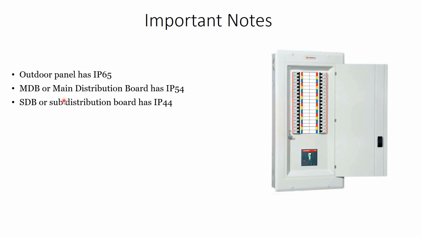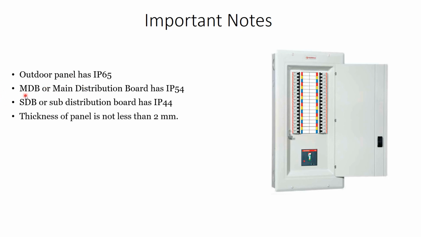So what is the difference? The outdoor is the biggest panel, which is outside, and which supplies the main distribution board or a group of main distribution boards. Then the main distribution board provides electricity to many sub-distribution boards. So this one provides to this one, and this one provides to this one.